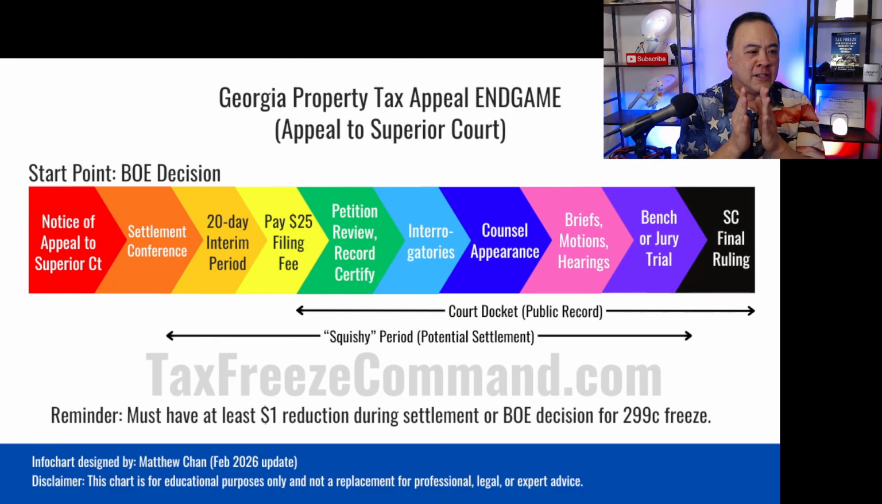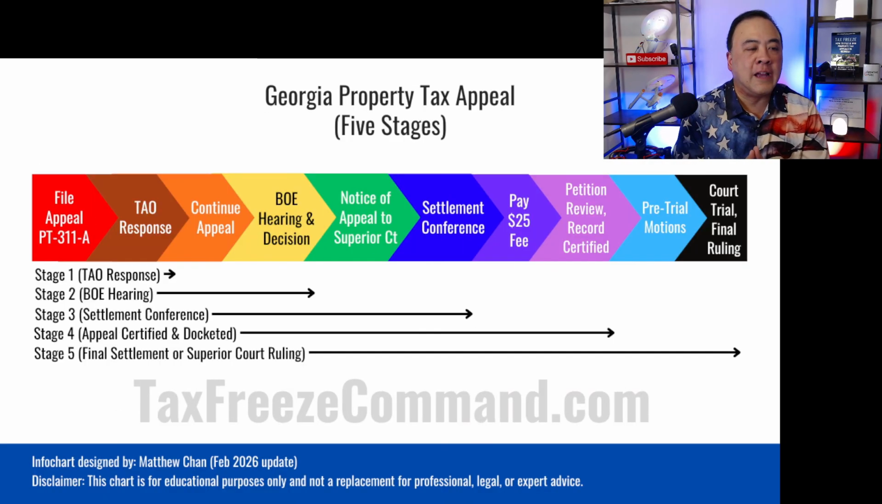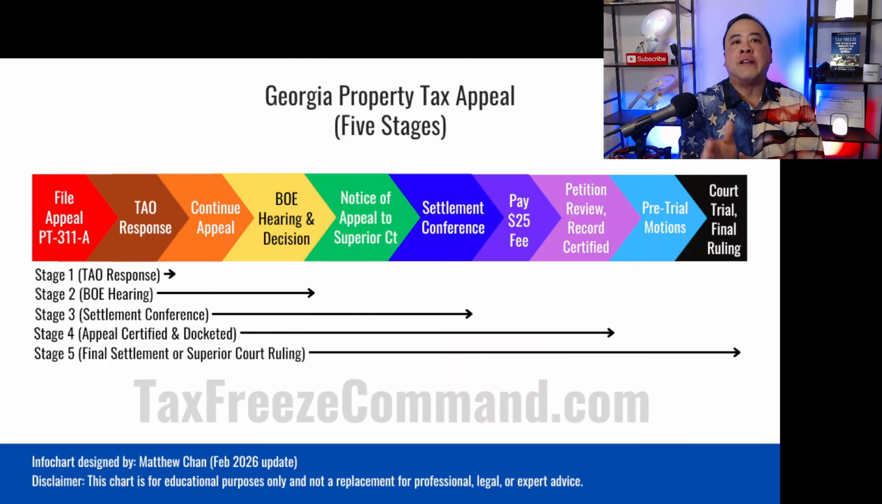Keep in mind, this chart was made February 2026. It is subject to update as I get new information and update the chart. And the final slide that I'm really excited to show you has to do with the 5 major stages in which a tax appeal can be settled. So it's a little bit different from the milestones. The milestones are each of the incremental steps. However, what I've done is stripped away some of those incremental steps so I can show you what the 5 stages are. A lot of amateurs, when they file a tax appeal, file the PT-311-A form. It's super simple. You get it in within 45 days.